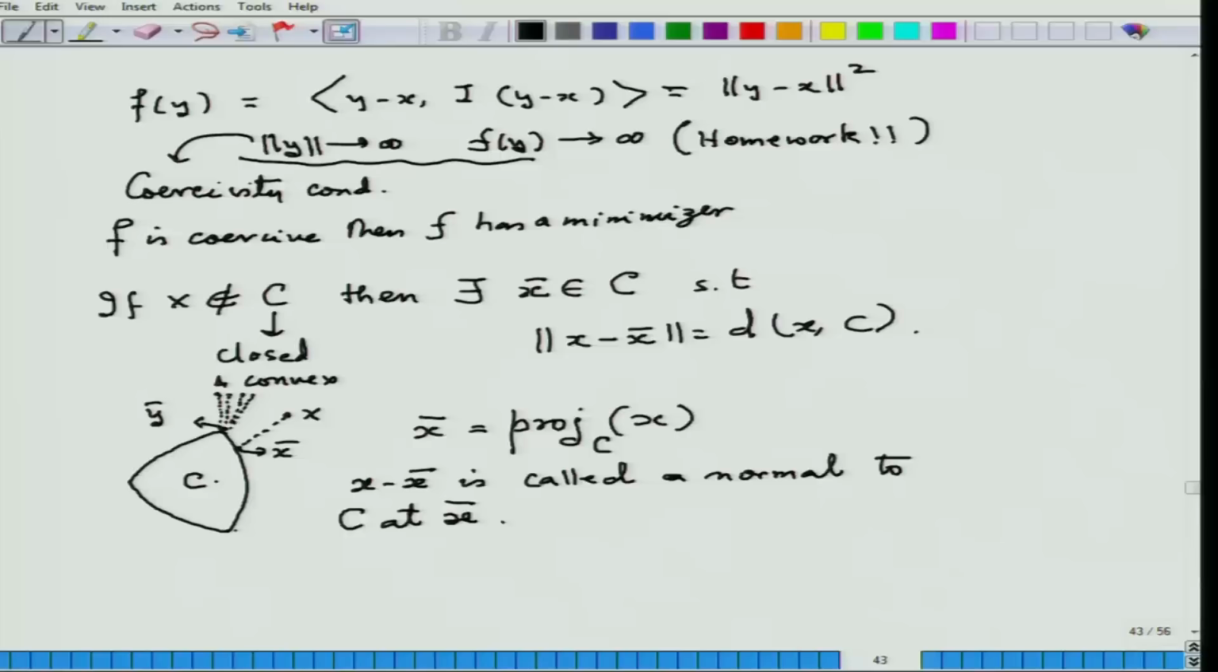Where we had finished in the last lecture was that for every point x outside a closed convex set C, there is a point on the set, basically on the boundary of C, such that the norm of x minus x bar gives you the distance of x from the set C. Now, let us look at certain interesting properties the normals follow.